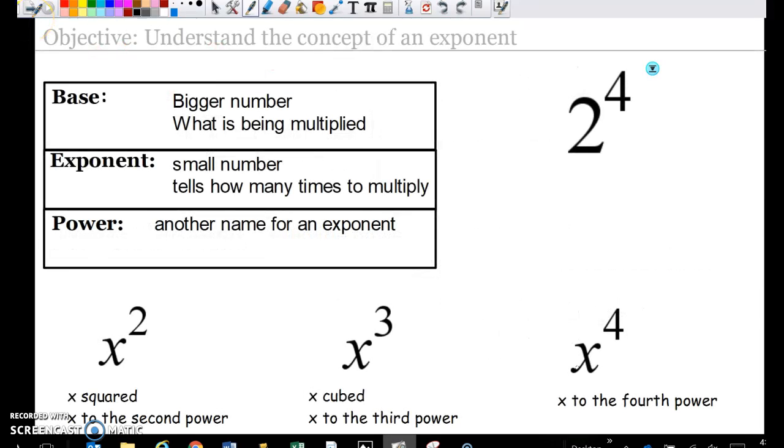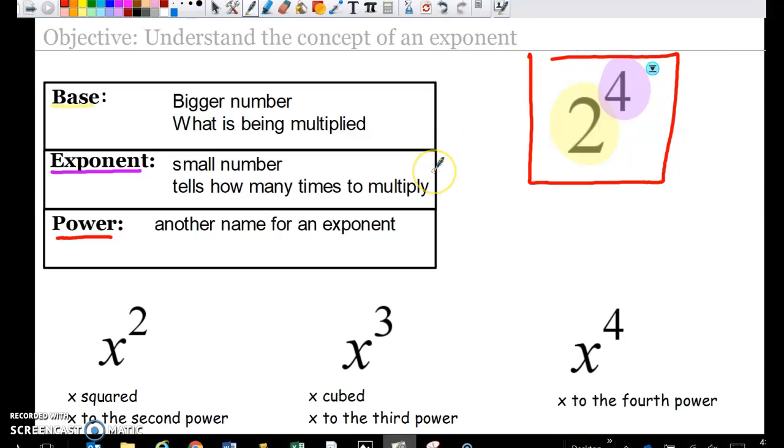Recall that from before, a base is the bigger number and it tells you what's being multiplied. So for example, my base in this particular expression is 2. The exponent tells me how many times to multiply. So my exponent is the little number up top. So I have to multiply 2 4 times. And this whole thing is referred to as a power. I read this as, again, 2 to the 4th power.